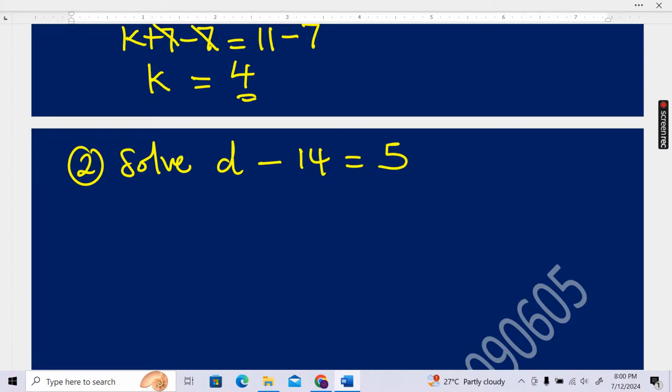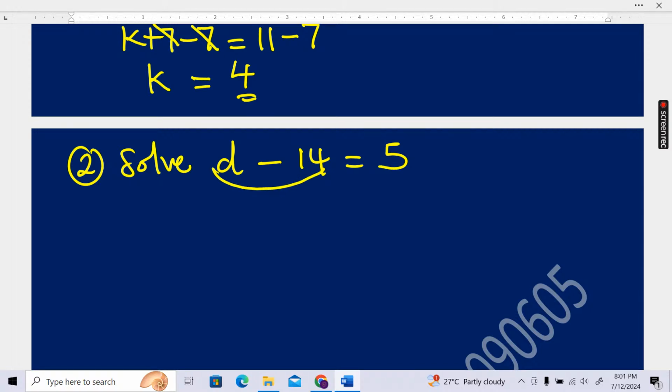Amazing. Wow. Always check your answer after posting it. Sometimes you may think you have posted the correct answer, but it may be the wrong answer. All right, so let's do it together. D minus 14 equals 5.